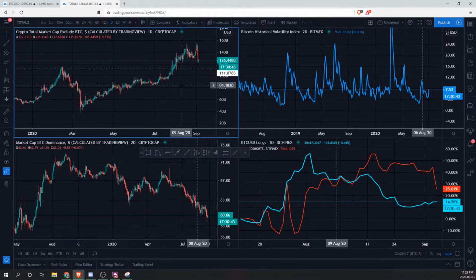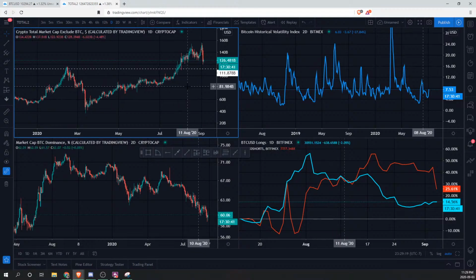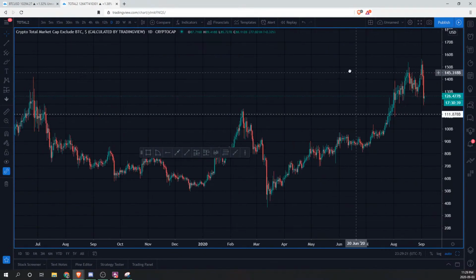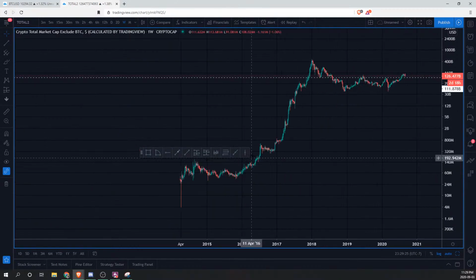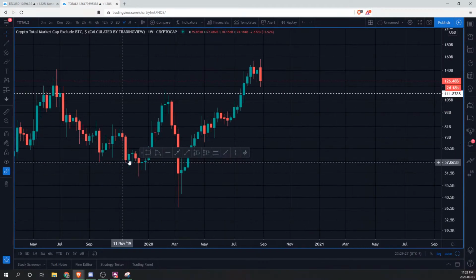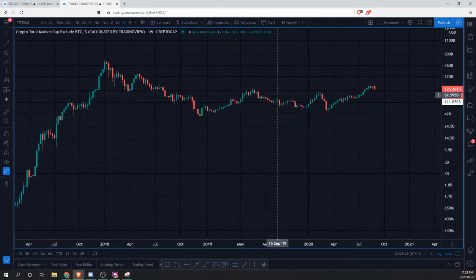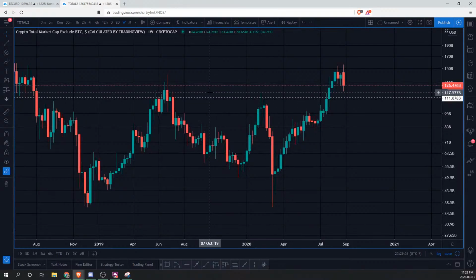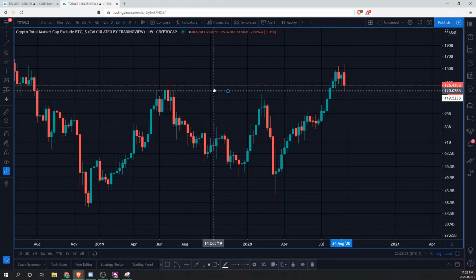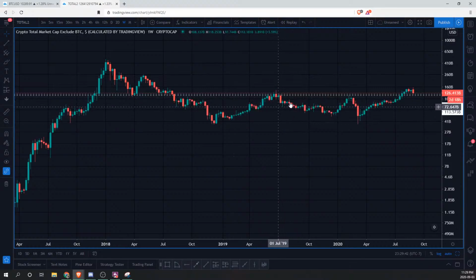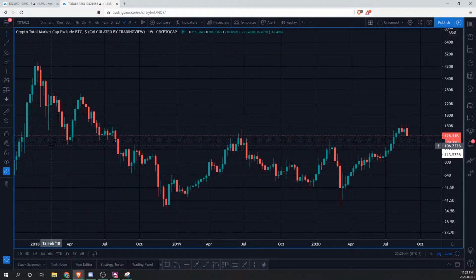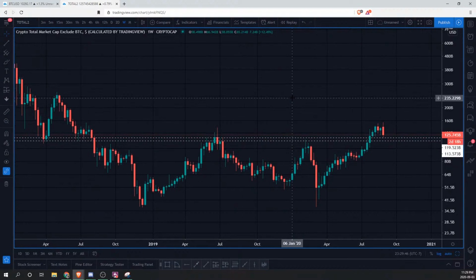All right, let's quickly look at the total altcoin market cap now. We do see it broke a major level. Let's go to the weekly chart and log it. This major level is right around the 117-ish billion. Let's just move that up to 113. This was the previous level of support turned into a new level of resistance.